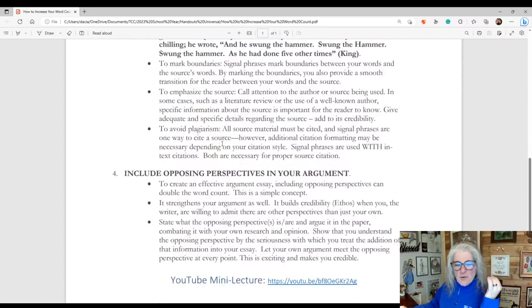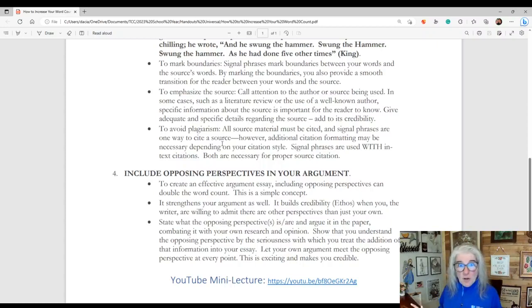Now, number 4. What is number 4? Number 4, this is massive. This is just like huge. Woo! Love it. Include opposing perspectives in your argument. Yes. You want to make a strong argument, include opposing perspectives inside of it. Let's read the bullet points because I'm going to talk all over the place unless I stick to the handout. I can make this handout last like an hour. We don't want it to last an hour right now, but it could. But we want to create an effective argument, so we include opposing perspectives.